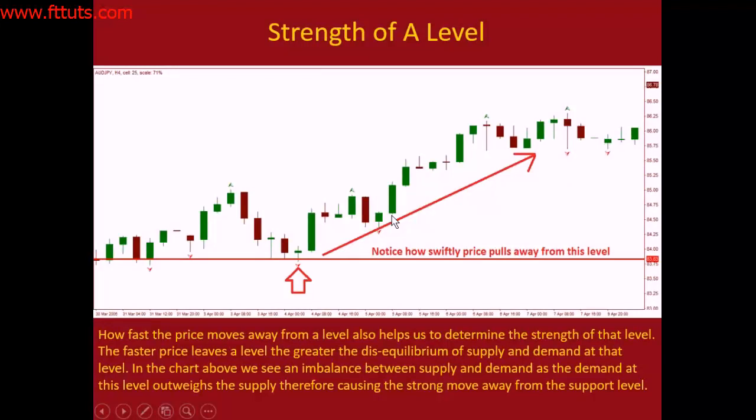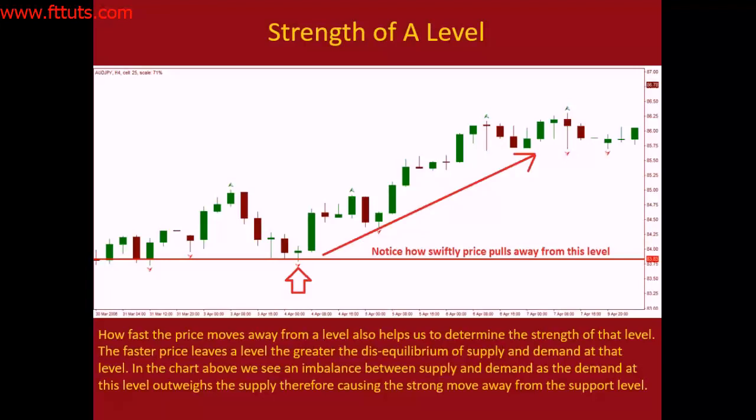Another way to determine the strength of a level is how fast the price moves away from it. The faster price leaves a level, the greater the disequilibrium of supply and demand at that level. So when the market bounces off a level and moves away rapidly and quickly, that's because there was so much buying pressure, or imbalance of supply and demand, at that level.